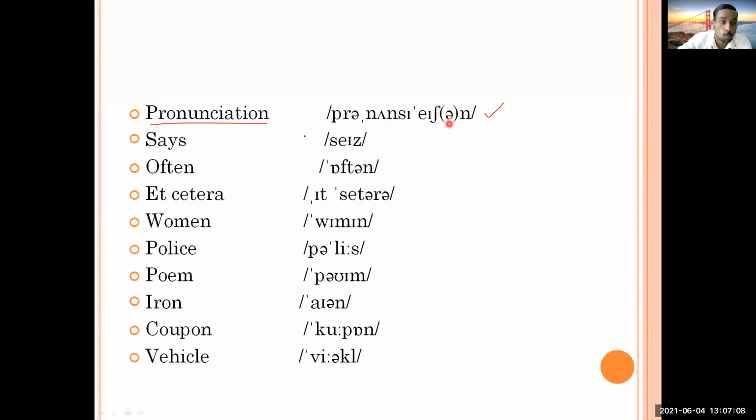Nobody should call it pronounciation. I have seen many students, teachers also, even some, they call it that. It is not pronoun. There is no pronoun here. It is pro-nun, not pro-noun. Then this is none, N-U-N, none.